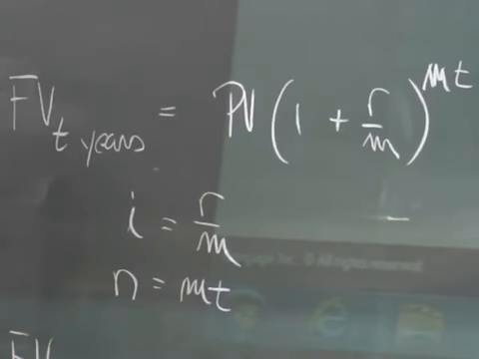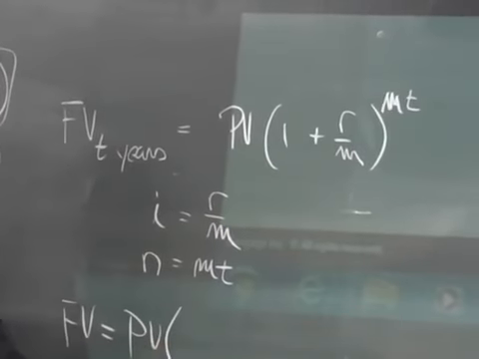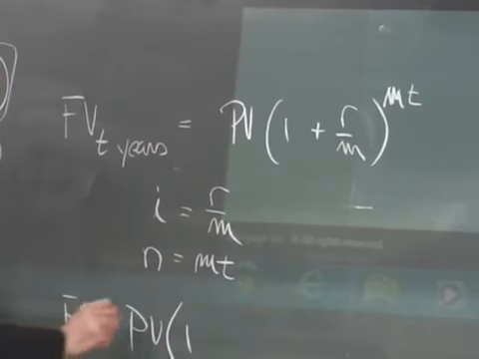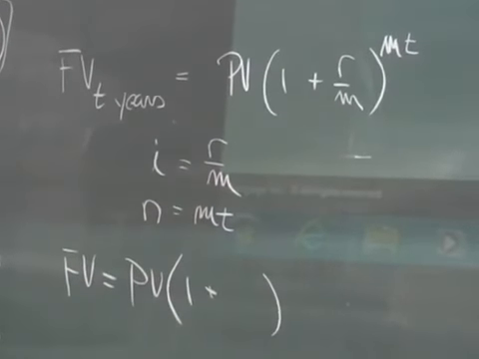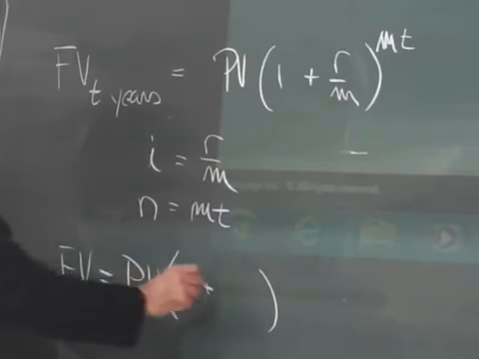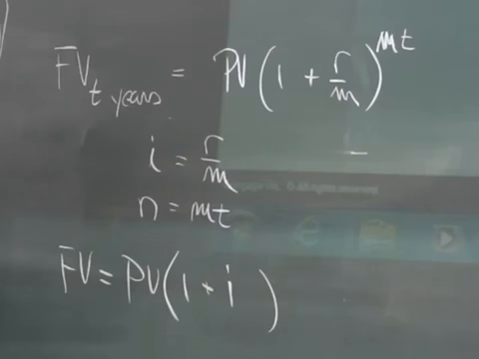FV equals PV times 1 plus what? 1 plus R over M is written as I, and MT is written as N. So that's just another way of writing it, right? Okay? So that's the compound interest formula. Any questions about that?